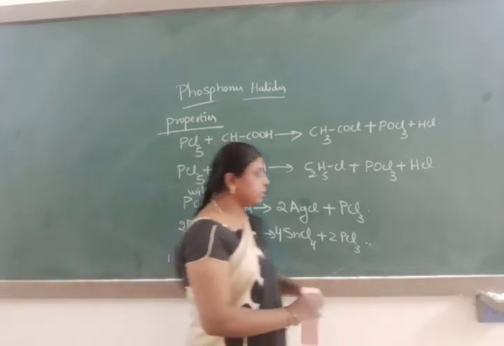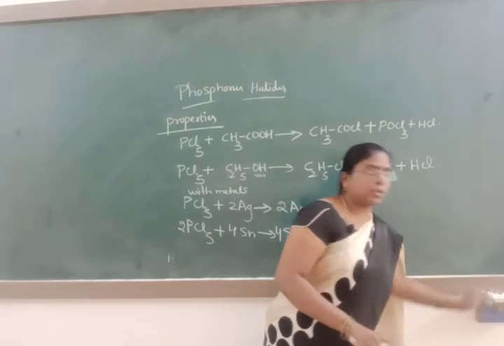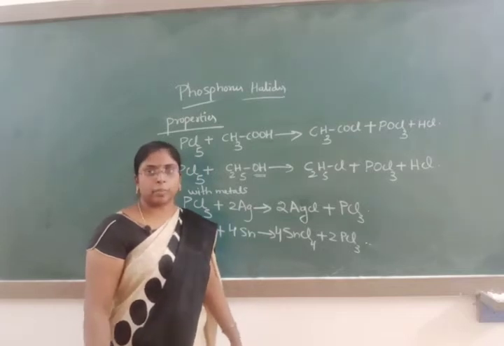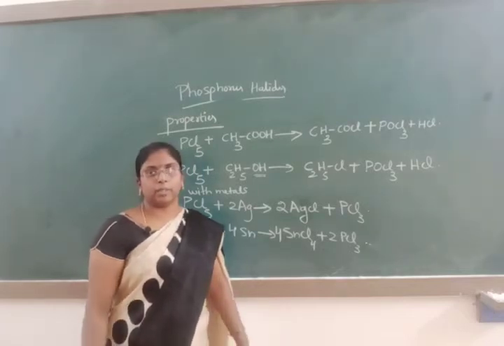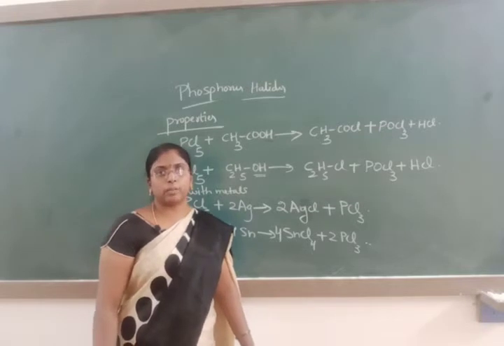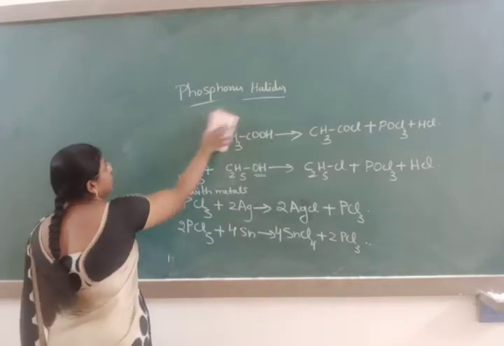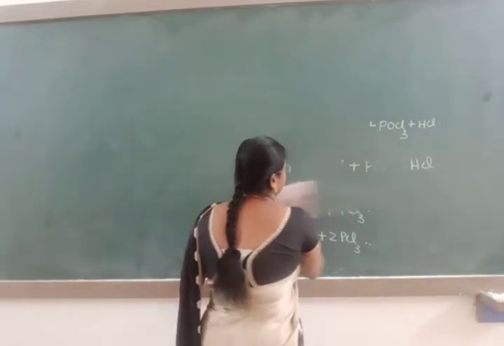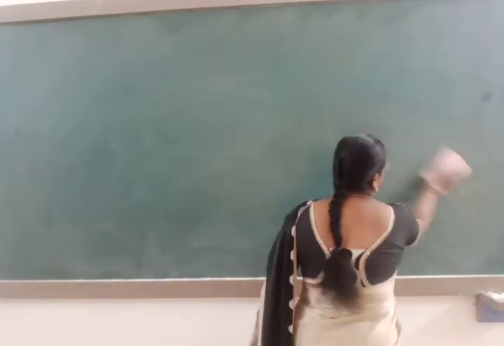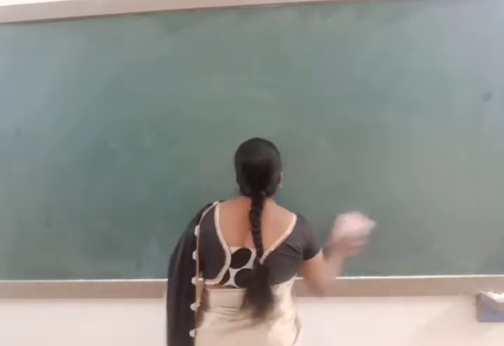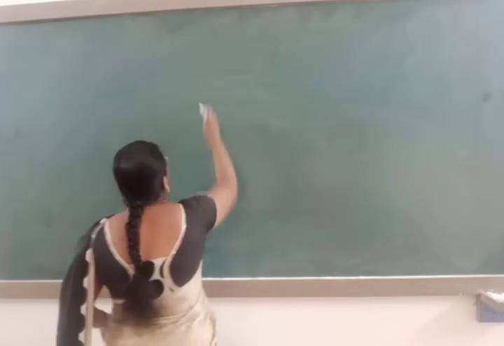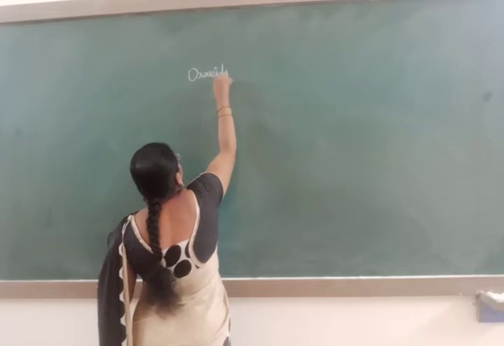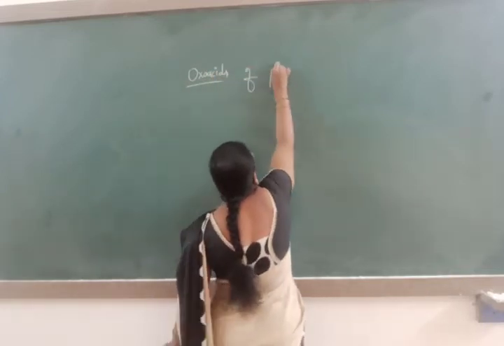Up to here we studied the laboratory methods, the structure as well as the physical and chemical properties of PCl3 and PCl5. Next comes the oxo acids of phosphorus. We have to study their structure. In the exam you get this as a compulsory question for 2 marks, oxo acids of phosphorus.